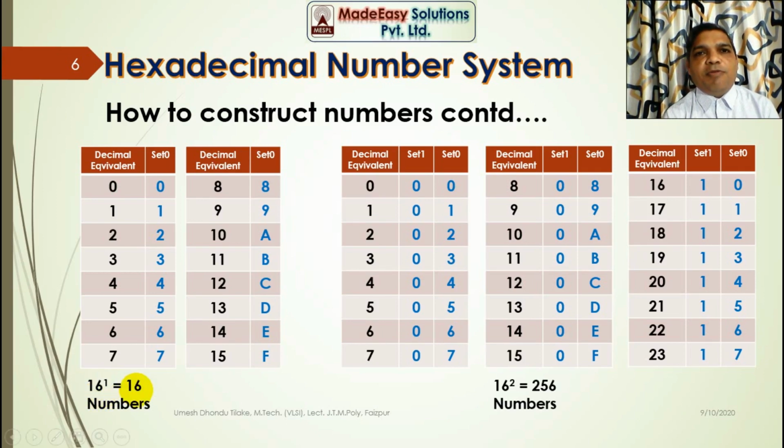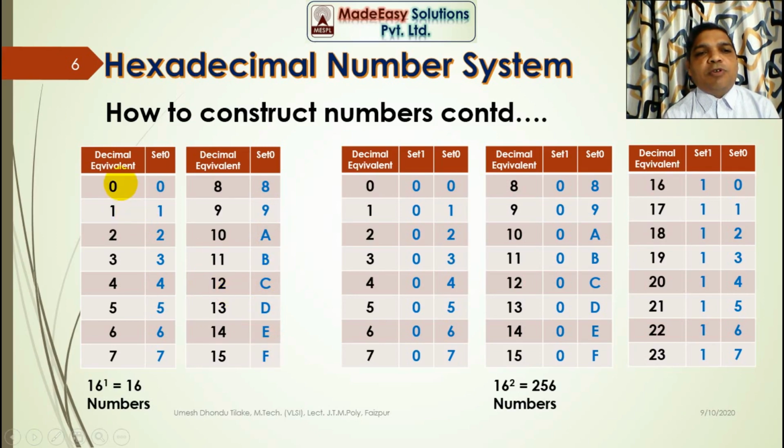That's why 16 power 1 is equal to 16 numbers I can write. How can I write them? See here, I have used set 0 and the decimal equivalent. In set 0, see here, 0, 1, 2, 3 up to 9. After 9, A is there, then B, then C, D, E and F.